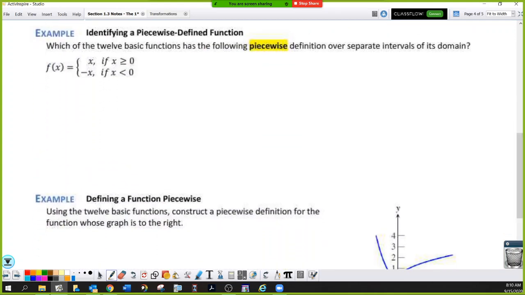Piecewise function. Does positive infinity come first or second? Positive infinity always comes second. Negative infinity always comes first, because negative infinity is the most negative thing we can imagine, and positive infinity is the most positive thing, the biggest number, the biggest thought we can imagine.